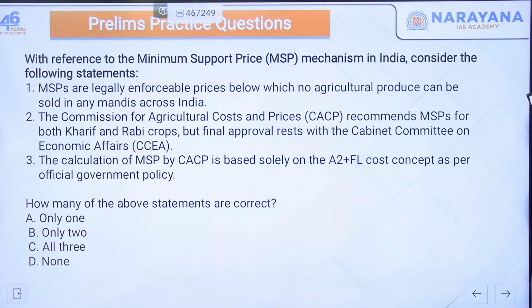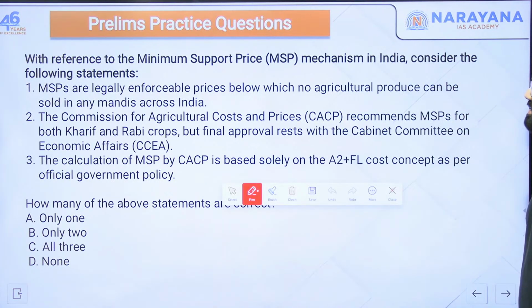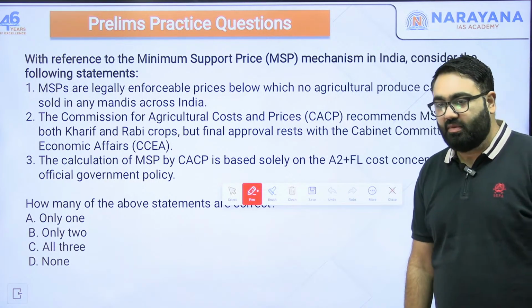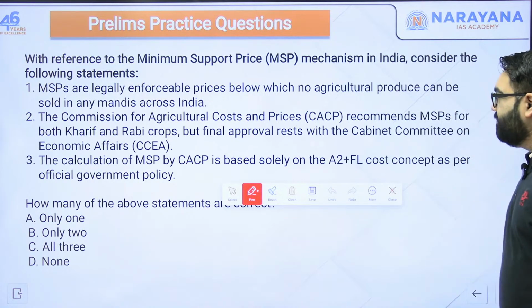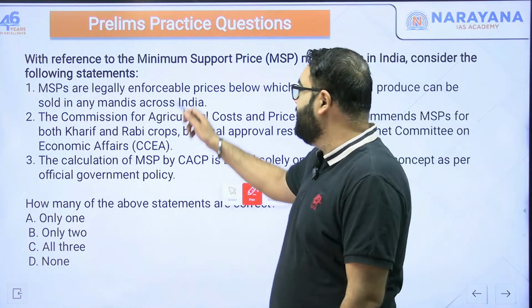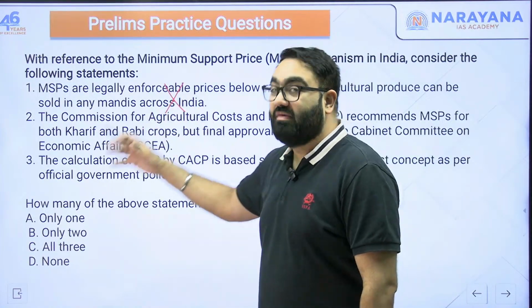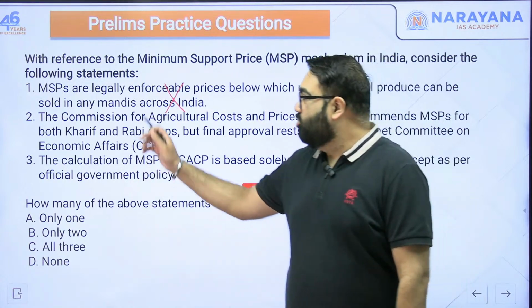All right, let's see. With reference to the MSP mechanism in India, consider the following statements. Number one, MSP are legally binding prices below which no agriculture produce can be sold in any mandi across the country. No, we just discussed this in the very beginning. This is what the farmers demand. They want that MSP should be legally binding, but there is no law about it.